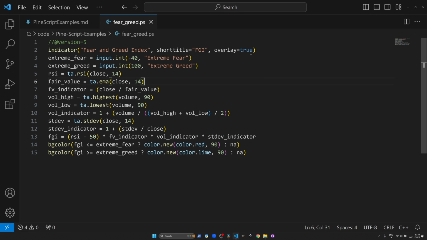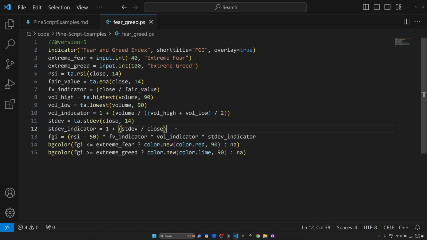After the standard declarations, we have two inputs for customizable fear and greed boundaries. We're using RSI, which is relative strength index, as a starting point. This is an oscillating indicator which ranges between 0 and 100, showing whether an asset is oversold or overbought. Then there is a fair value indicator using the close divided by the 14 EMA. There's a volume indicator using the current volume compared to the high and low over a period of 90 days, or whatever time frame the chart is set to.